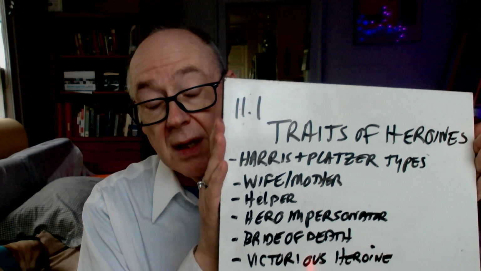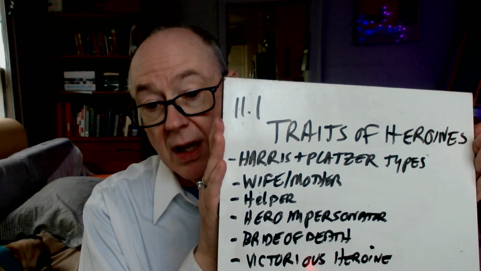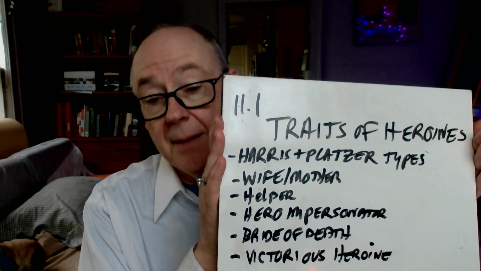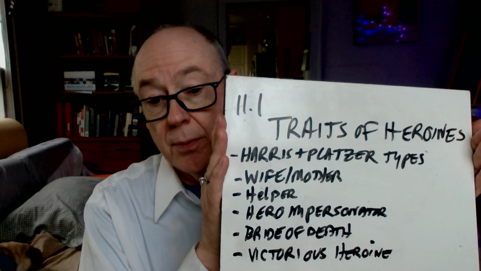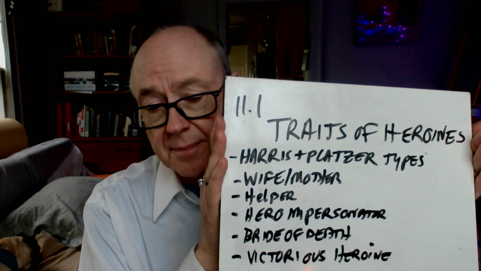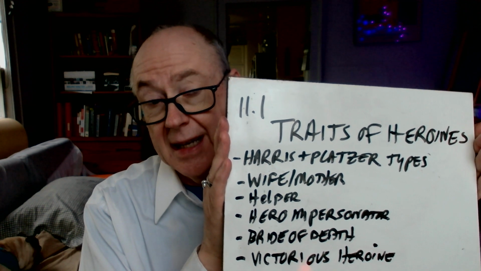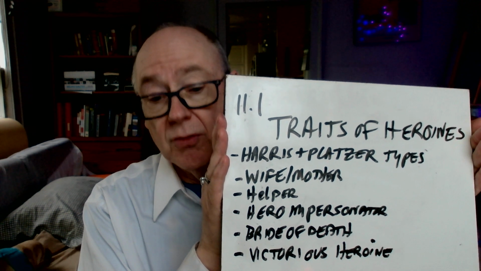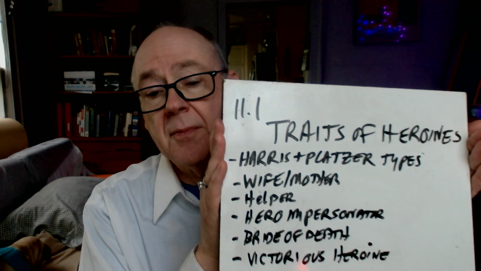The helper would be a character like Electra, who helps her brother Orestes get revenge. Iphigenia becomes a helper in the Iphigenia among the Taurians. Medea is a helper. Ariadne helps Theseus with the Minotaur. Right, those are like sidekicks.